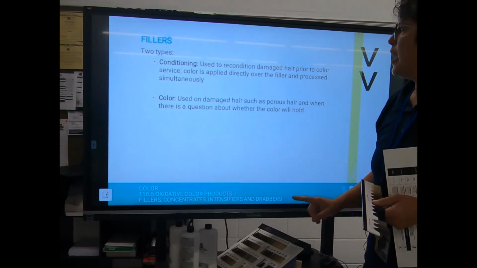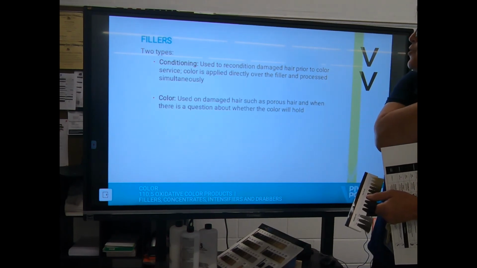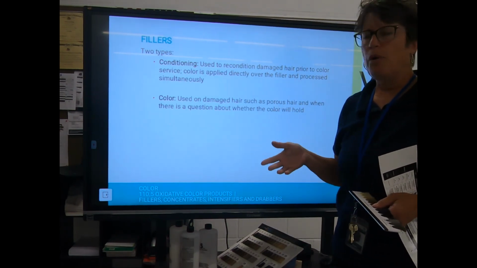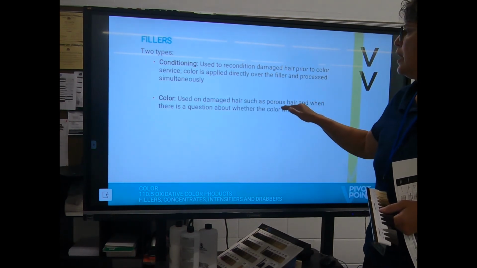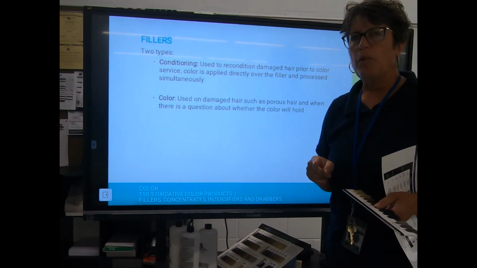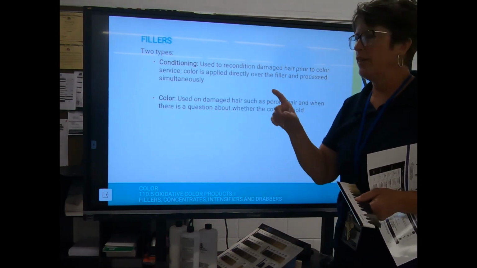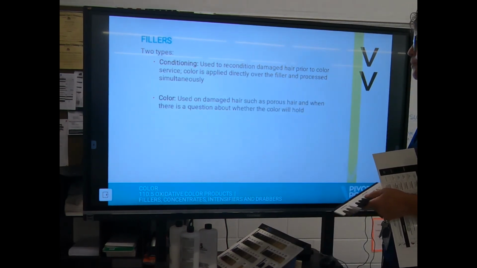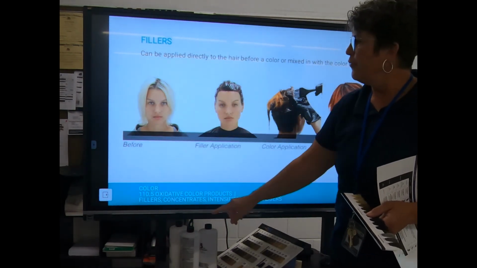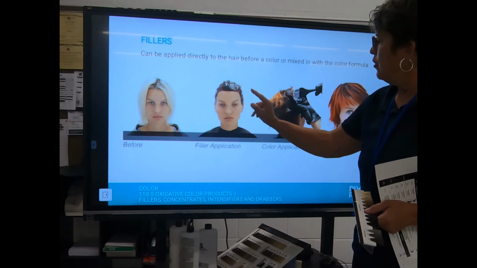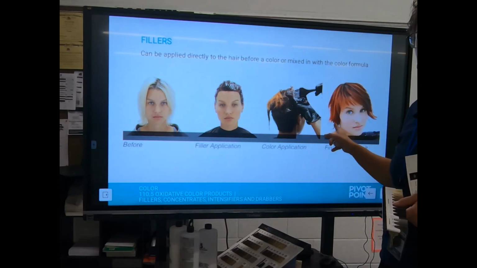Okay, there's the 2 types. Reconditions damaged hair. Colors applied directly over the filler and processed. Color filler is used on damaged hair such as porous hair, and if there's a question about whether the color will hold. Okay, so that will help hold the color in there if you use a color filler. Okay, so there is the person before. They put the filler on, they applied the color over it, and that's the final result.